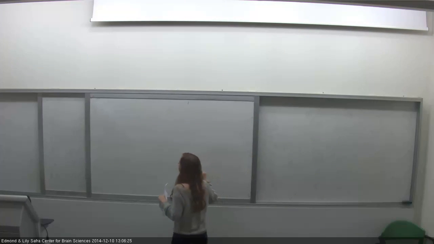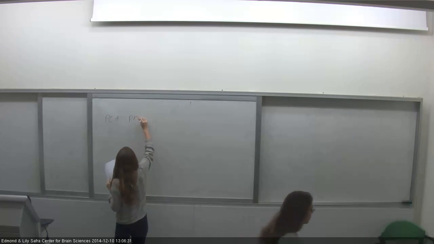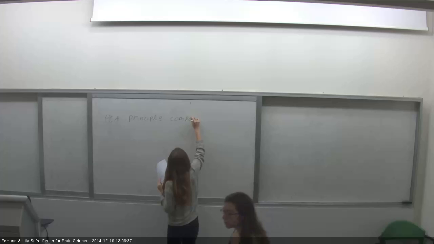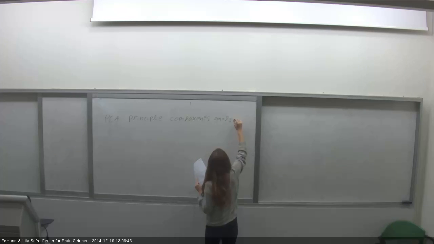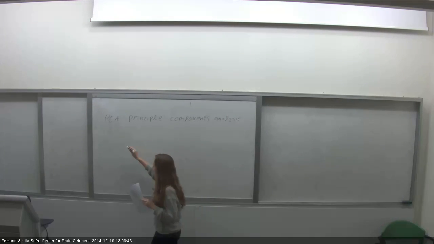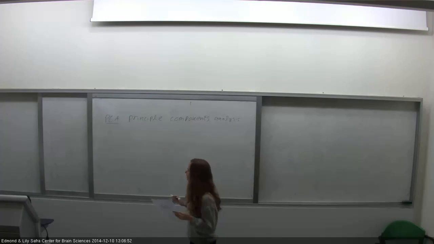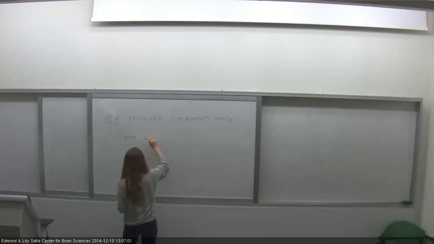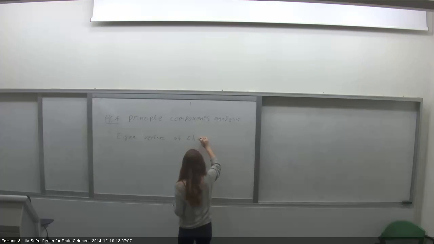So PCA is Principal Component Analysis. PCA is something that is well defined, and actually we did it a lot until now. It's finding the principal components. It's just finding the eigenvectors of the covariance matrix of the data.